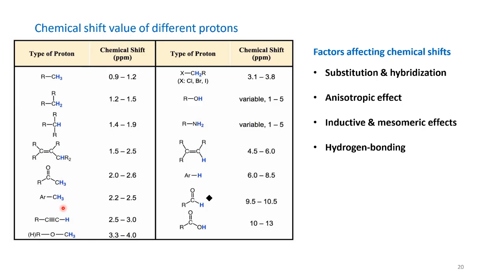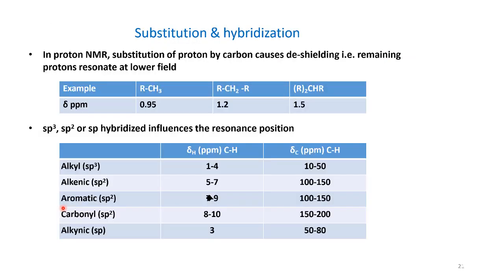The factors which affect the chemical shift are substitution and hybridization, the anisotropic effect, the mesomeric effect, the inductive effect, and hydrogen bonding. These are some of the factors which can affect the chemical shift. First, substitution and hybridization. As I told you, sp2, sp3 and sp hybridization will influence the resonance.